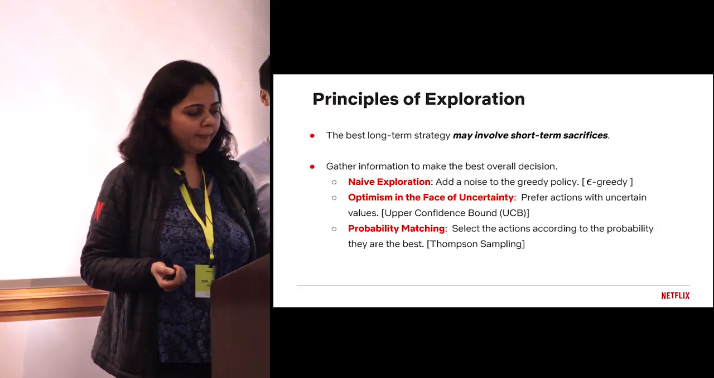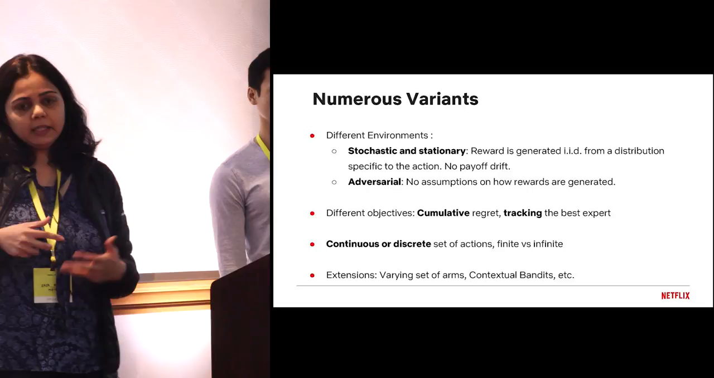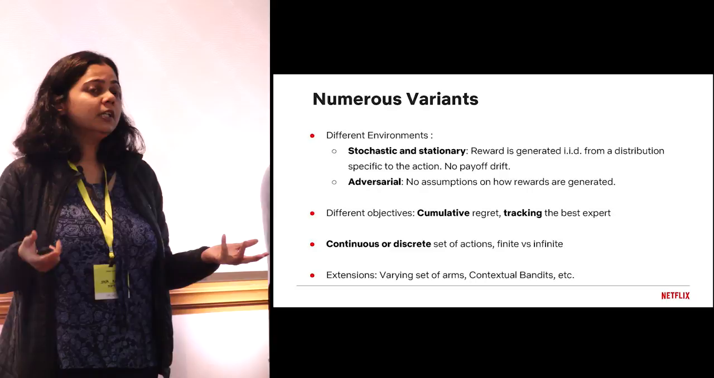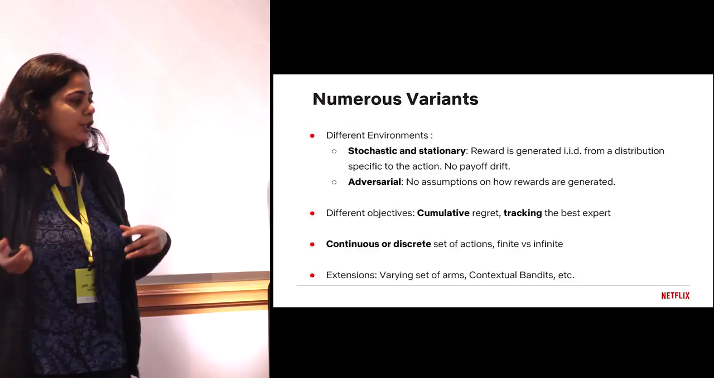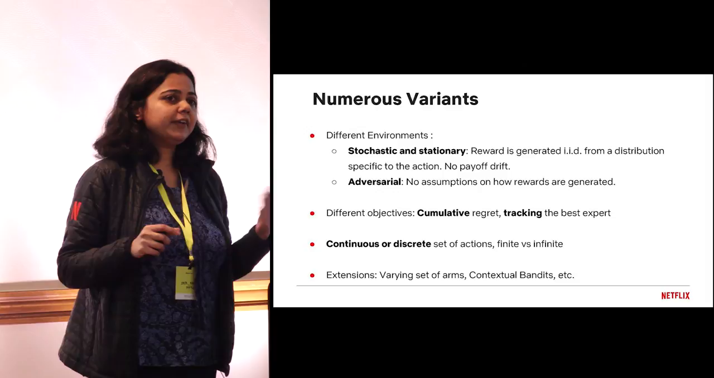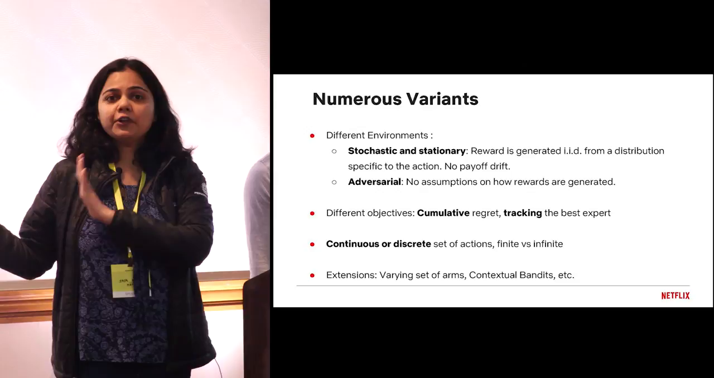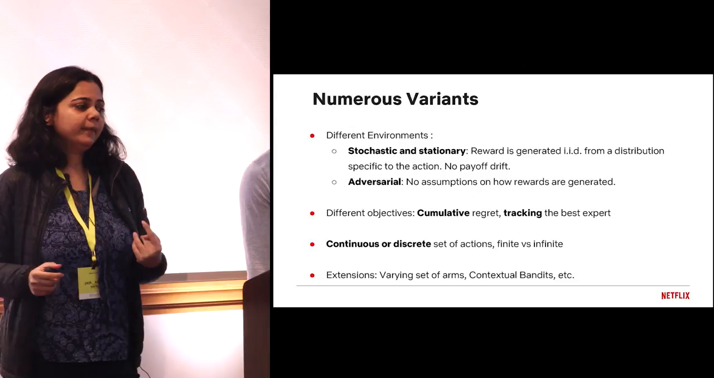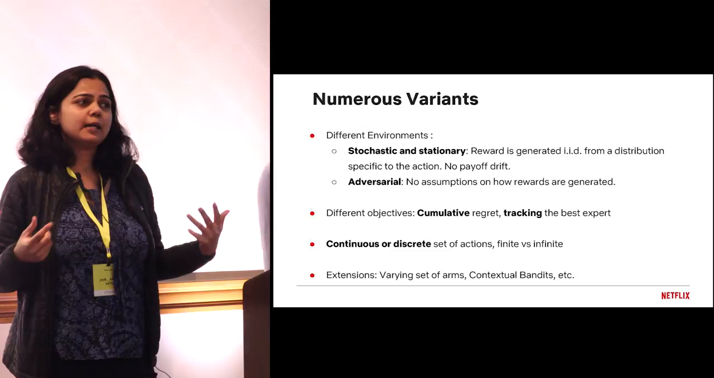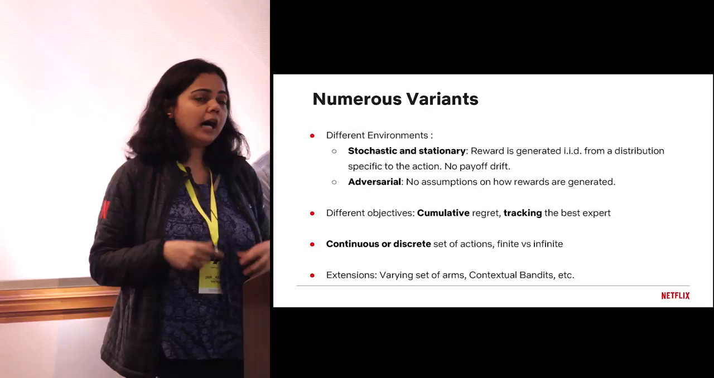So apart from categorizing the different multi-arm Bandits according to the way we are performing exploration, there could be other ways to categorize the multi-arm Bandit techniques. For example, the different environments. In case the environment is stochastic and stationary, that is one category of multi-arm Bandit algorithms. By stochastic and stationary, I mean that the reward is generated IID from a fixed unknown distribution for the action. By stationary, I mean that there is no payoff drift. On the other hand, there are the adversarial multi-arm Bandit techniques, which do not make any assumption about how the reward is generated. And these are assumed to be a little bit pessimistic as compared to the stochastic and stationary-based techniques.